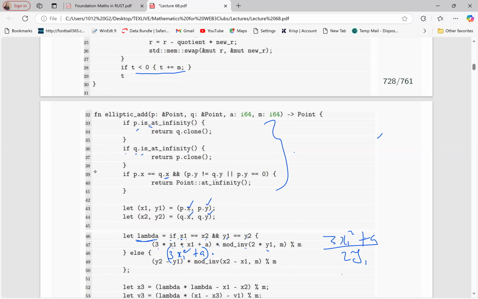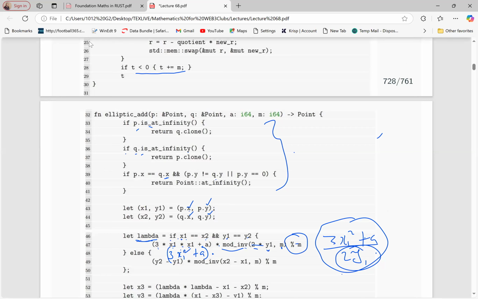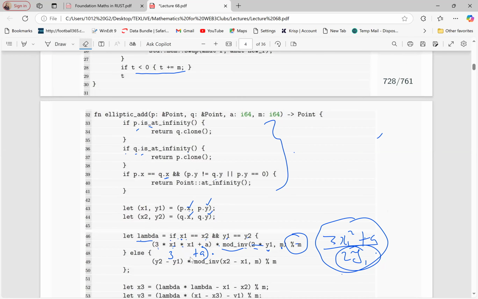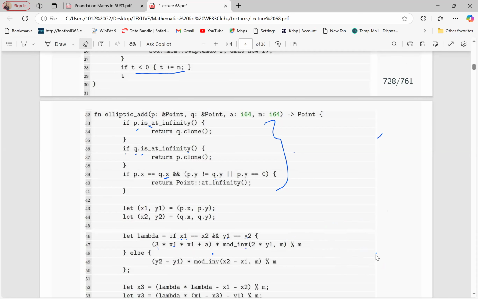So then the program is doing it as 3 times x1 squared plus a, then gets the inverse of this, and this one has been done above, mod inverse of 2y1, and then reduce it mod m. Then the entire result, after this multiplication again, reduce it mod m. So that gives you the gradient. That gives us the same point, P plus P.